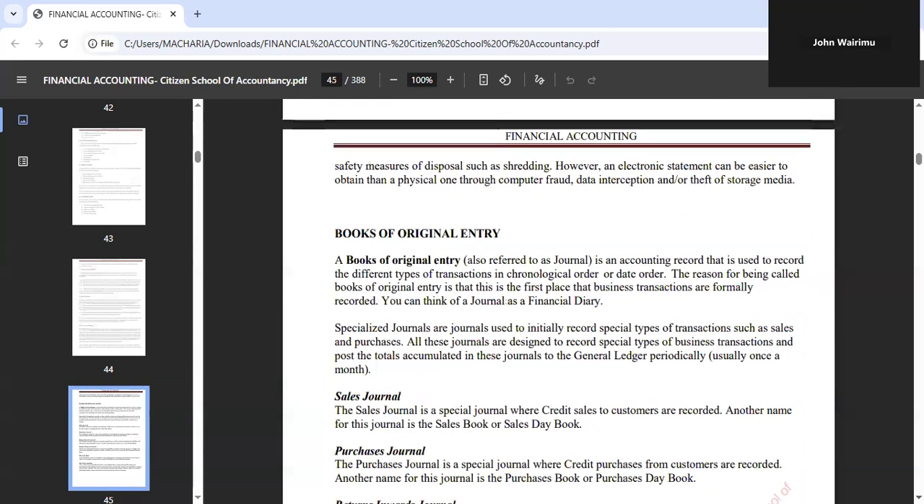Now, before I proceed to another area, any question concerning some of those terminologies that we have discussed above? Debit note, credit note, bank statements, and the rest. Can I hear someone on the chat?